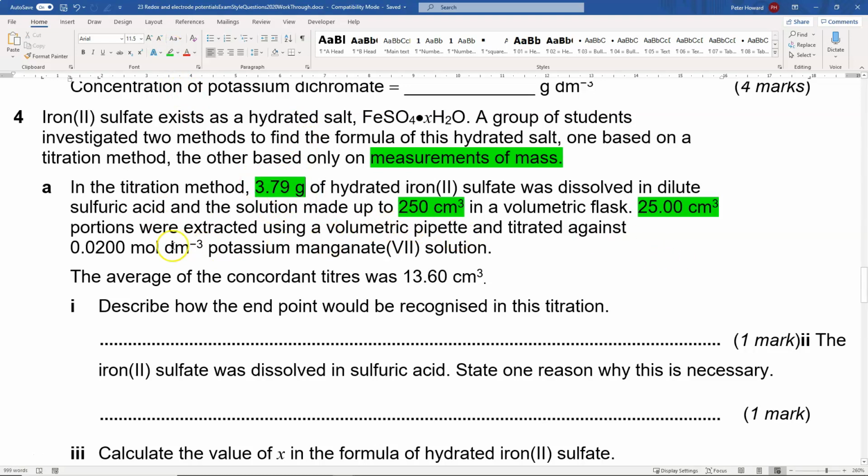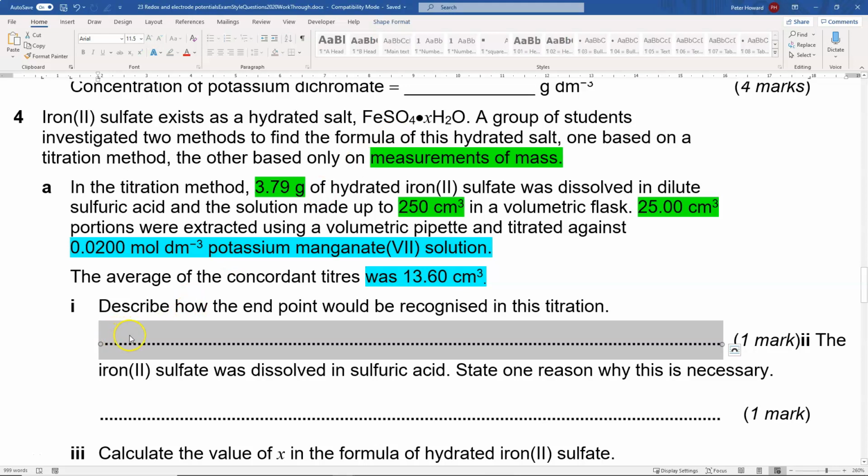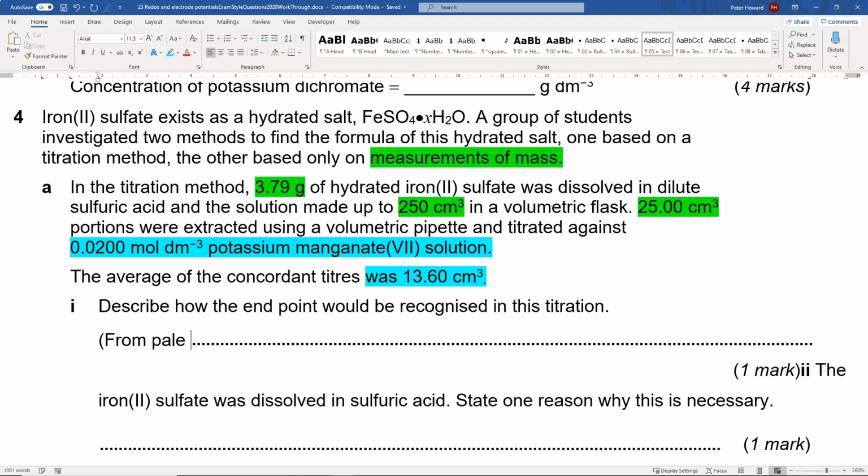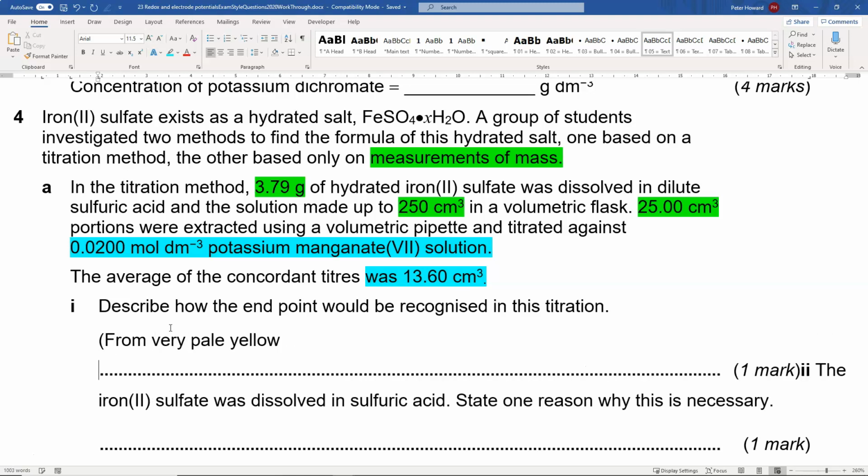This 25 centimeters cubed was titrated against a 0.02 molar solution of potassium manganate solution, and the volume required of potassium manganate was 13.6. Now, iron 2 ions, you may or may not know this, give solutions a very pale yellow colour. But the key bit is, if you're adding potassium manganate solution, at some point the potassium manganate will not be converted into Mn2+ ions, which are colourless, but it will exist. So it will go, the first bit's in brackets because we don't necessarily need to know that, from very pale yellow to the colour of potassium manganate, a pale pink colour.